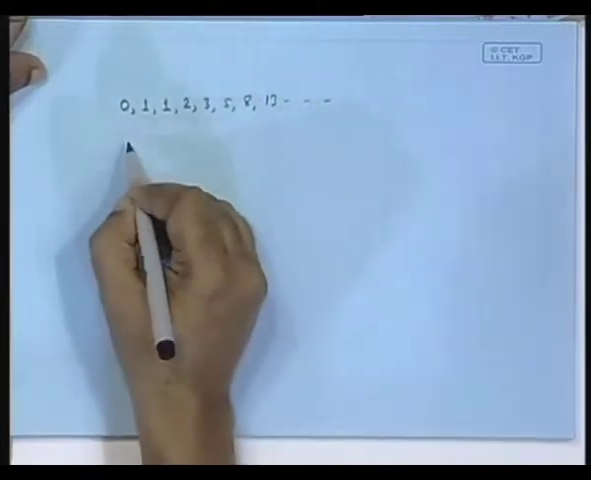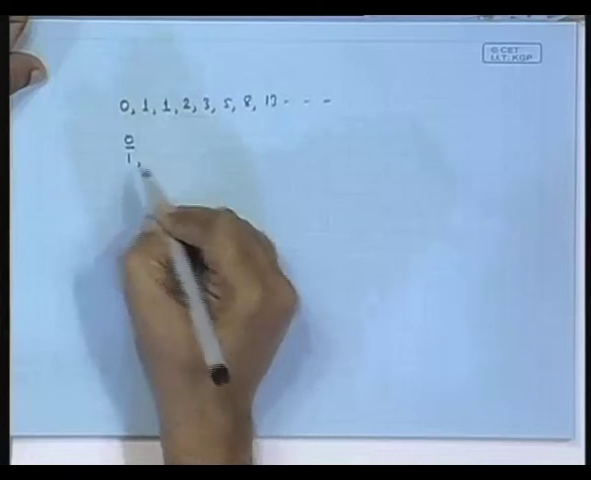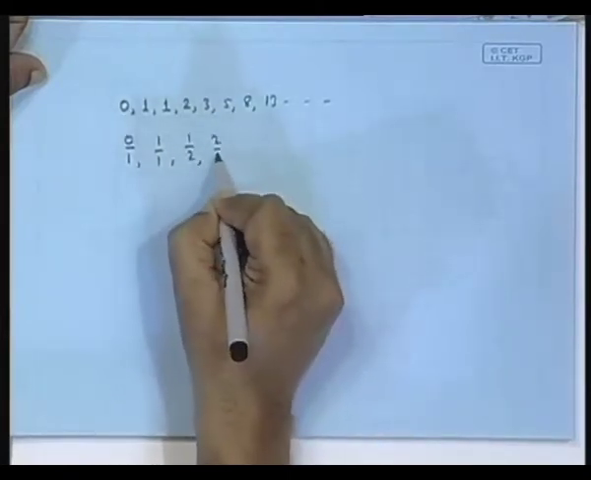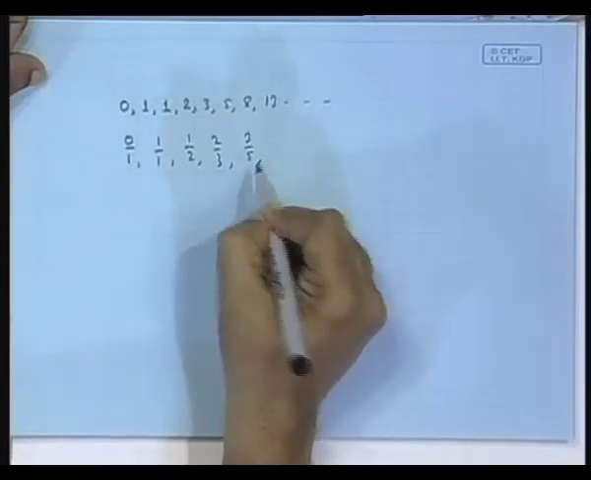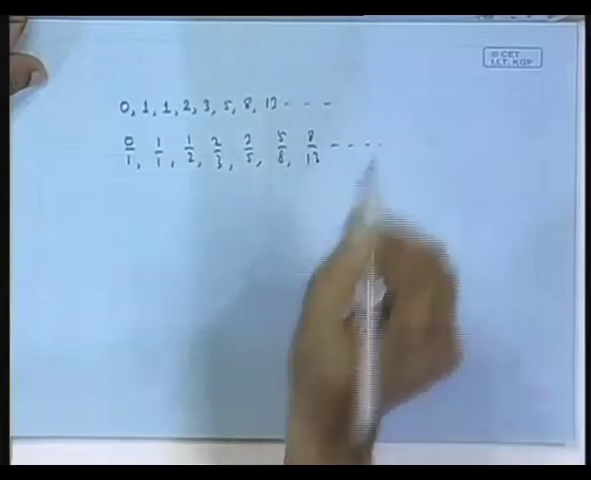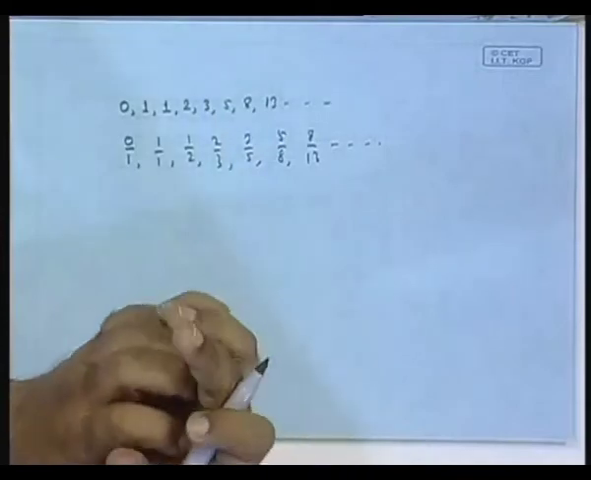That means, the first ratio is this, then this, and so on and so forth. This series actually converges onto a ratio, and that ratio has been found to be very important in nature in various ways.